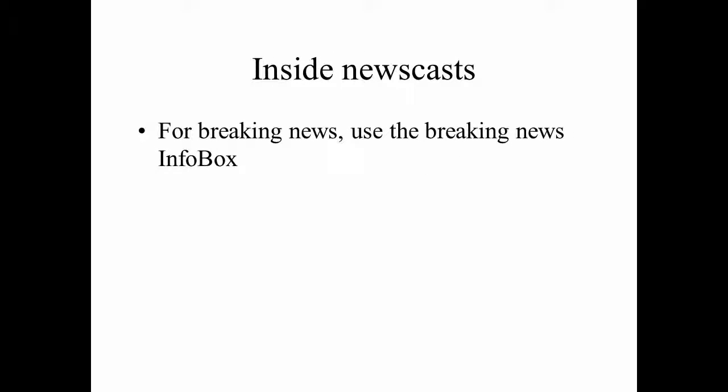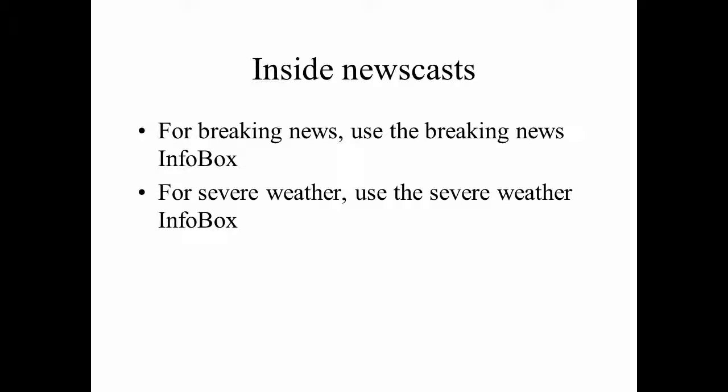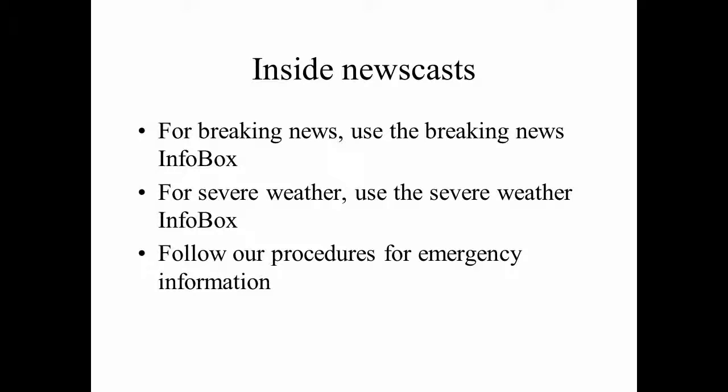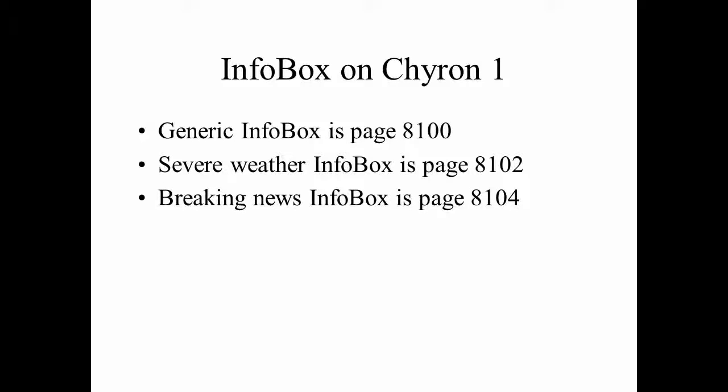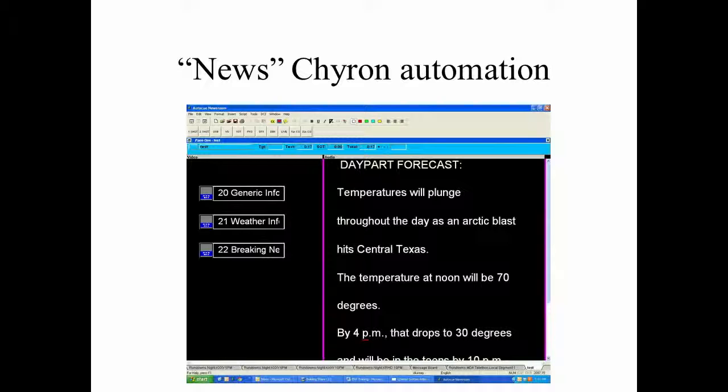For breaking news, use the breaking news info box, and for severe weather events inside newscasts, use the severe weather info box. Basically, follow our procedures for emergency information when unscripted breaking news or severe weather happens inside newscasts. On Chiron 1, the generic info box is page 8100. The severe weather info box is 8102. And the breaking news info box is page 8104. These pages are also built into the News Chiron automation in our newsroom computer system.